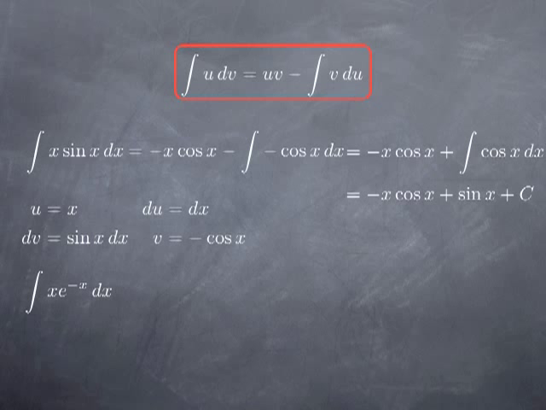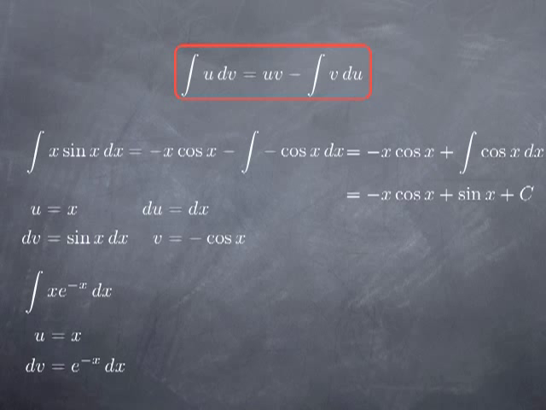Let's look at a second example. A pretty similar one. We want to integrate x e to the negative x. Again, I have to pick what is going to be u, what is going to be dv. Again, the rule of thumb is the same. I'm trying to simplify. And so for x, to simplify, I should differentiate. Whereas for e to the negative x, I get the same complexity if I integrate or differentiate. So I'm going to integrate e to the negative x and differentiate x.